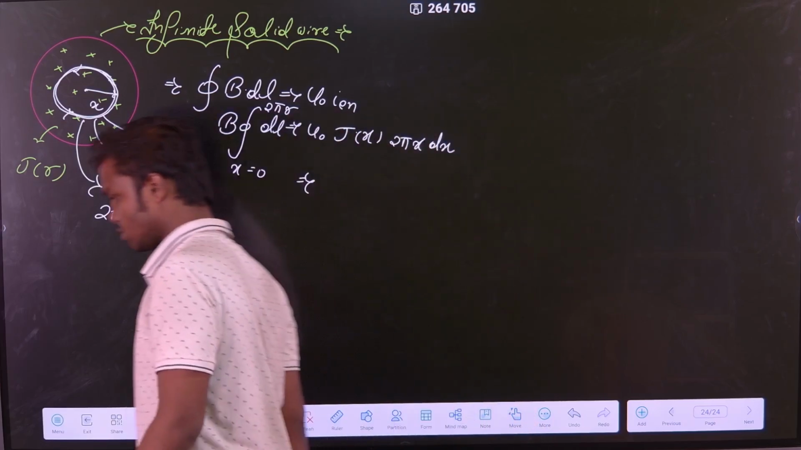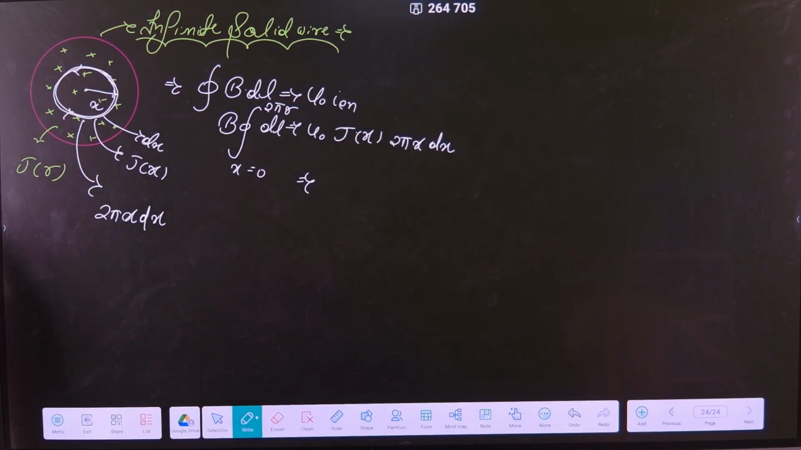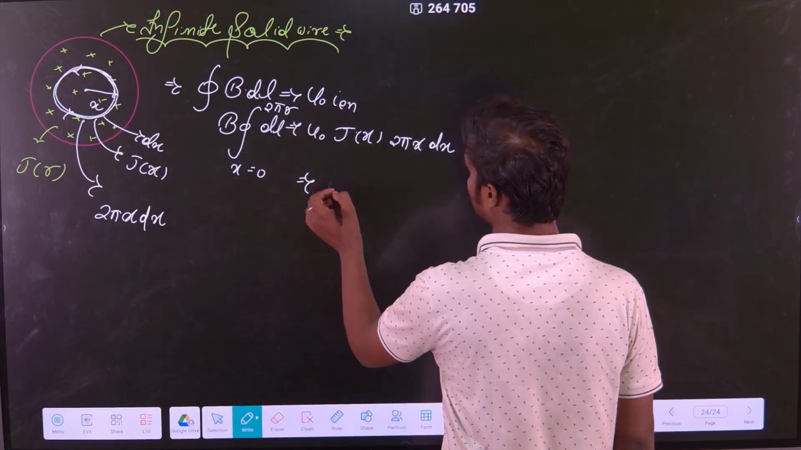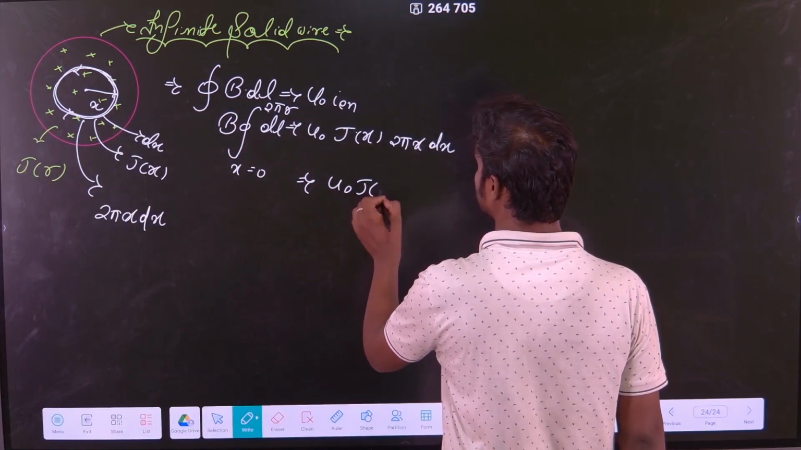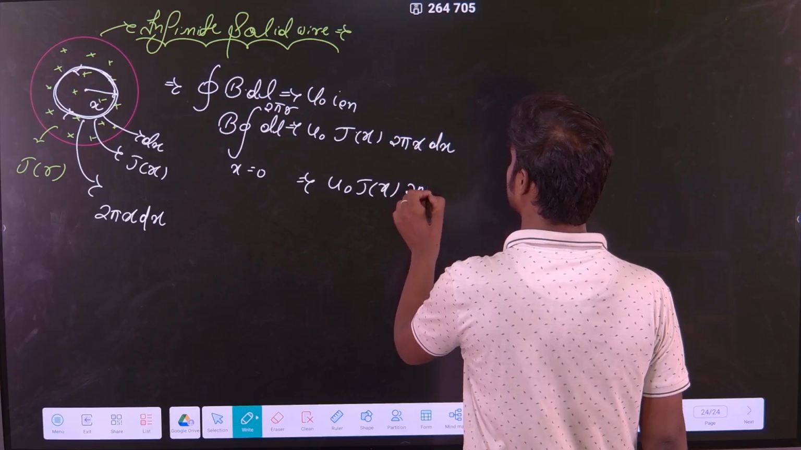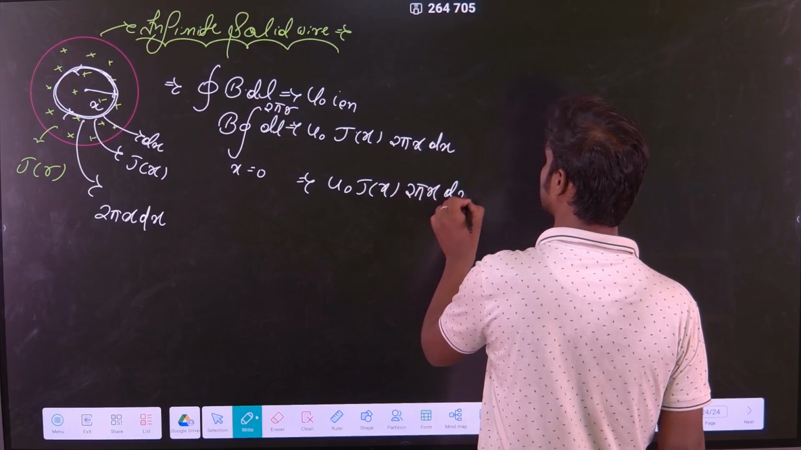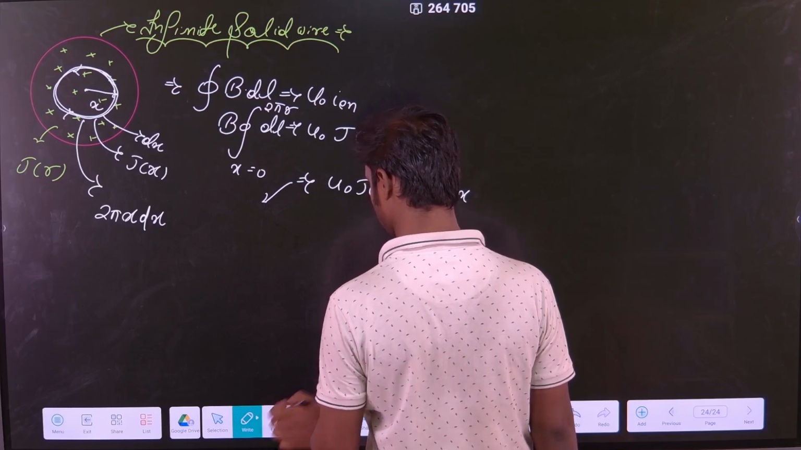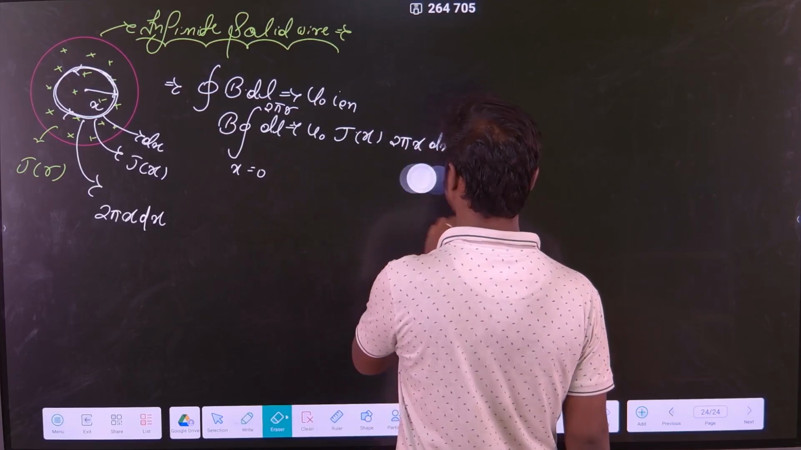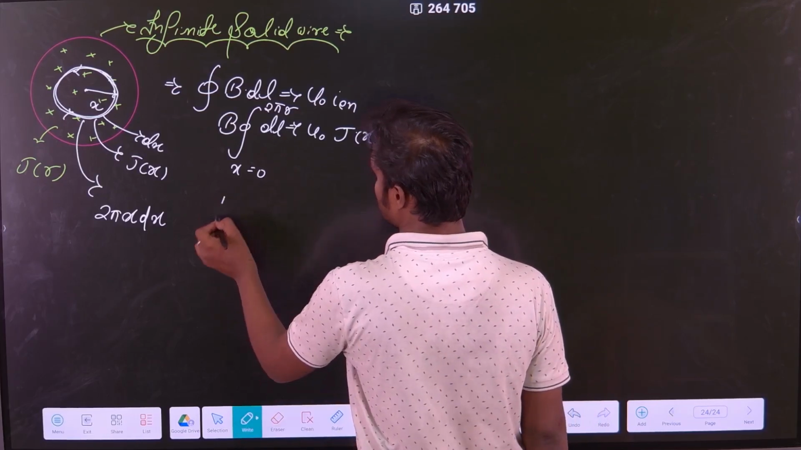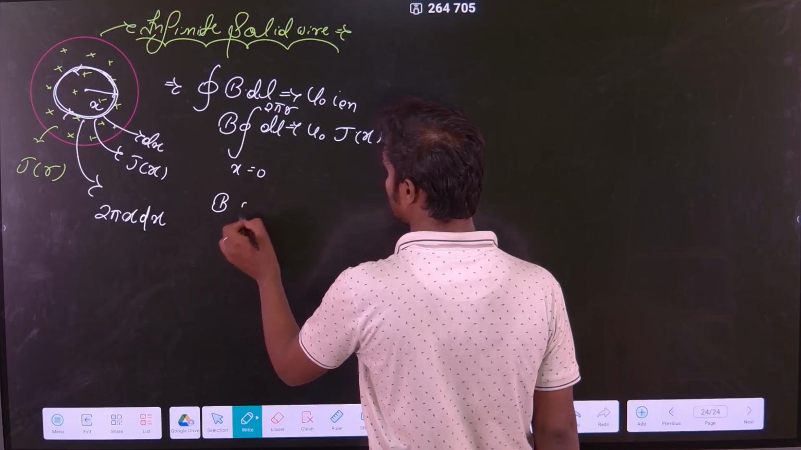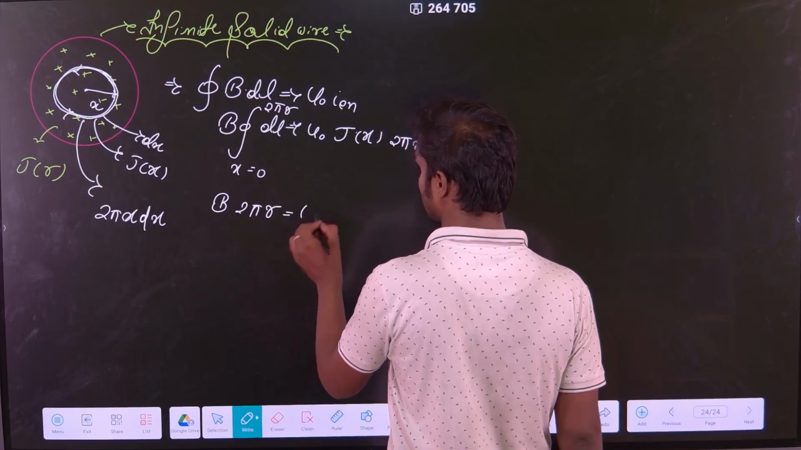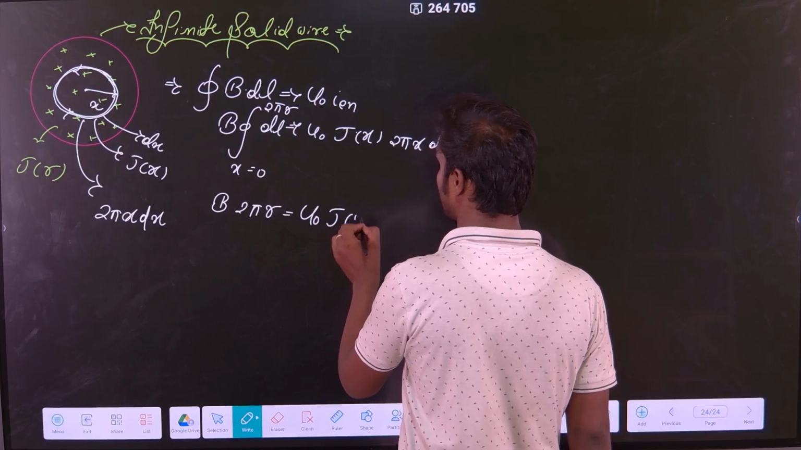Let me check once. Yes, correct: J(x) times 2 pi x into dx. So we will get how much? Let me write it properly. mu naught B into 2 pi r is equal to the integral of J(x).